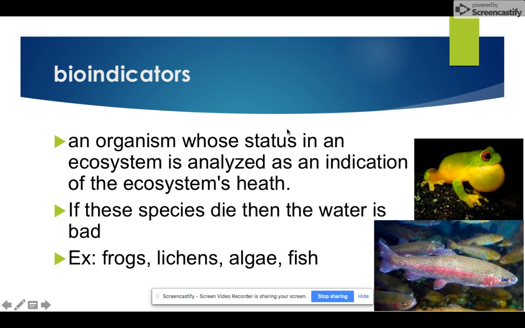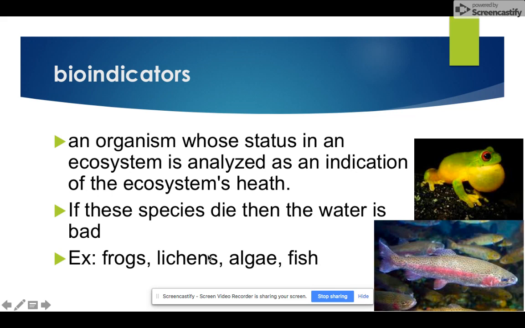And of course, we're talking about organisms that live in the water, the bioindicators. These are the organisms in an environment, and we're still talking about aquatic environments in this section, that we analyze and study. And if these species die, then we know that this water is really, really bad. Some examples are frogs. You see that little picture of a frog right there? And certain types of fish, a lot of bugs and insects, algae.